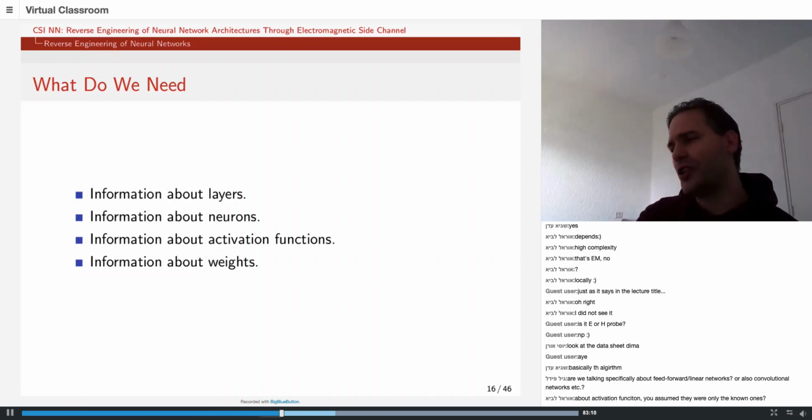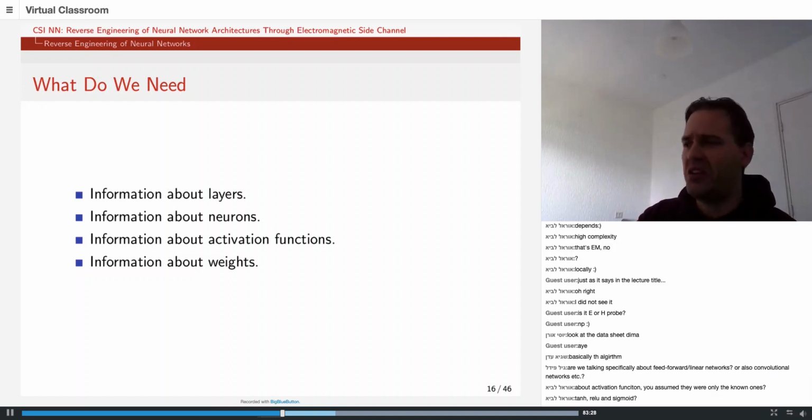About activation functions, we assumed not only that they were only the known ones, but also only the known and popular ones. You could do much more, but it did not make sense. There are quite a lot of known activation functions, maybe 30. TANH, ReLU, sigmoid, softmax, CeLU, so many options today, especially with deep learning. But when you look at real-world implementations, there is a quite limited number of activation functions that is commonly used.